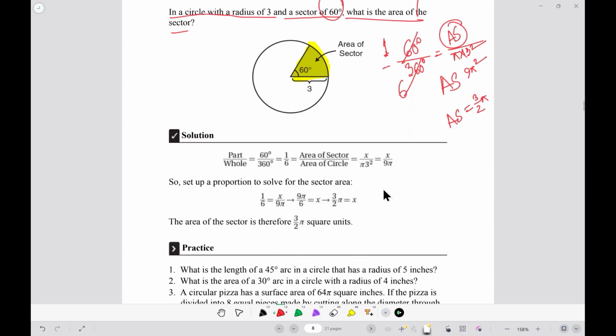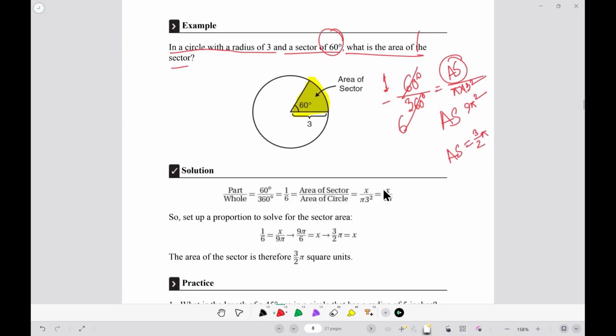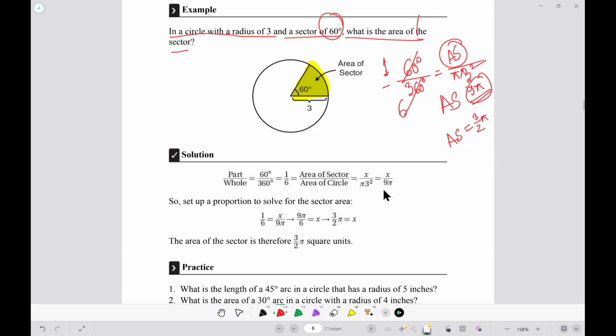Wait, how is it 3 by 2? 3 by 2 pi, basically. Oh, okay. I'm sorry, I was writing here 9 pi square. There should be no pi square. This is basically 9 pi. Okay, 3 by 2 pi.